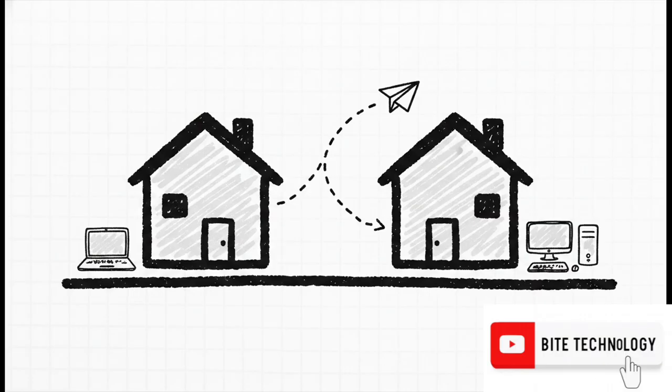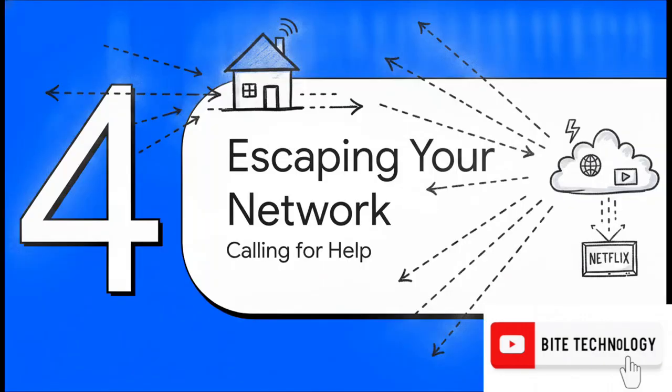If you want to send a file from your laptop to your other laptop, it checks the IP address, realizes they both live on the 192.168.1 street, and effectively just walks outside and hands the data directly to its neighbor. It is incredibly fast and efficient local communication. All right, Section 4, escaping your network, calling UPS.